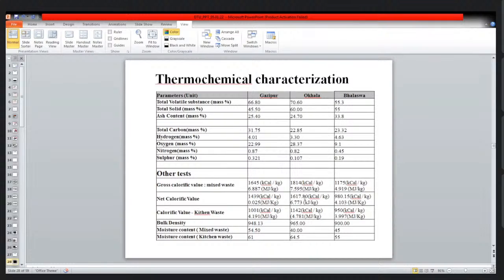Thermochemical characterization of the three samples, Gazipur, Okla, and Balaswa. Roundabout, you can see the ash content, that is the important part, 25.4, 24.7, almost the same, but slightly on the higher side. This is very important, very critical when we are running the gasifier. So we have to link it to gasifier operation when we are going through the characterization of this. Again, other tests were carried out for calorific value, bulk density, and moisture content.